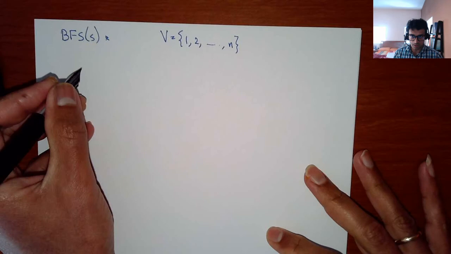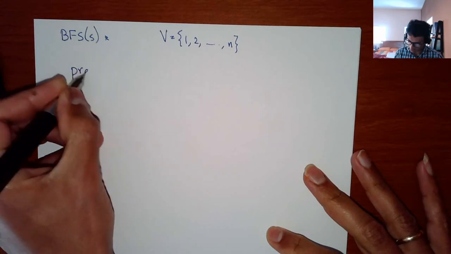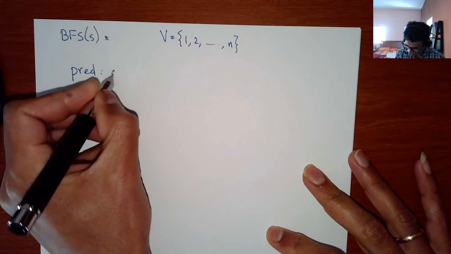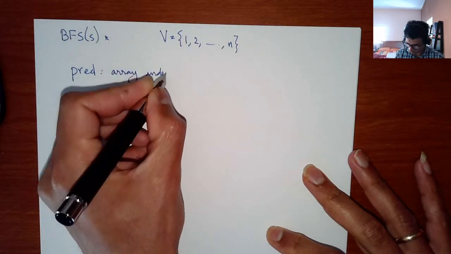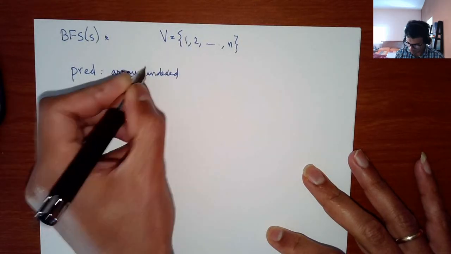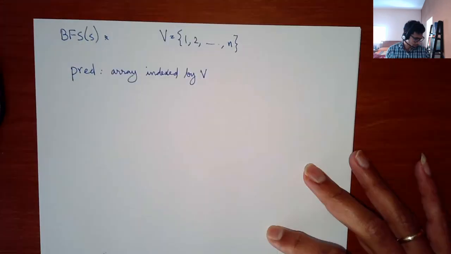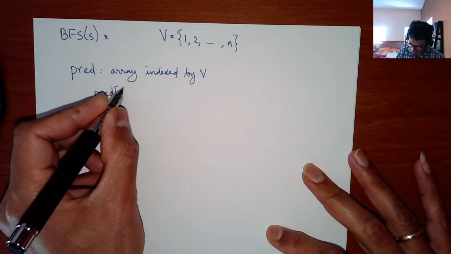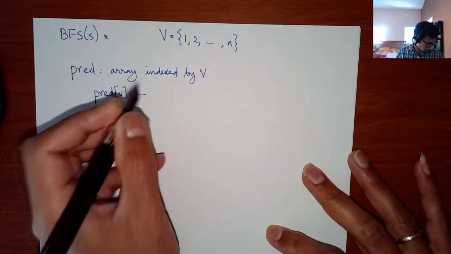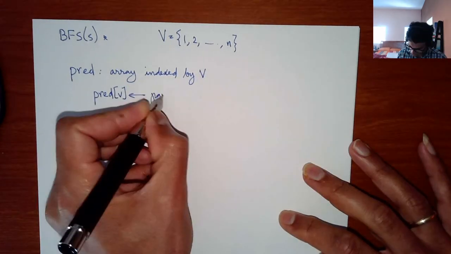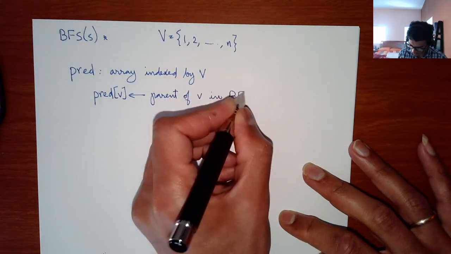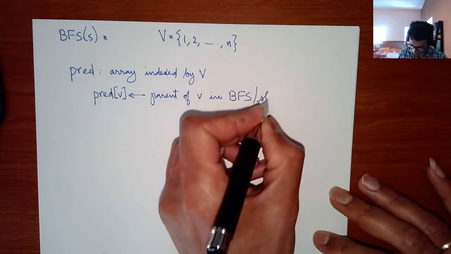This is the output of BFS. So the first is an array called predecessor, indexed by V. You can think of it as basically an array predecessor of V. This is the parent of V in the BFS or the shortest path tree.